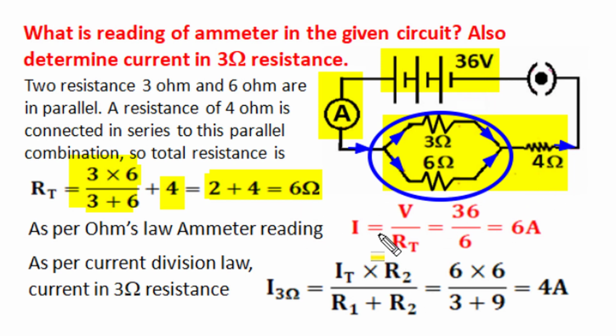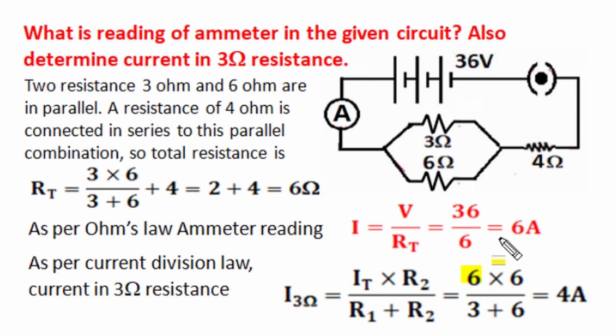So in equivalent total resistance 6 ohm, the current V upon RT is 36 by 6, that is 6 ampere, and we know in series the current of equivalent is also the current of individuals. So the total circuit current or current of 4 ohm or reading of this ammeter is 6 ampere, and now this total current will divide among the two parallel connected resistances 3 ohm and 6 ohm, and we can find out current in 3 ohm as total current multiplied by second resistance 6 ohm divided by sum of the two.